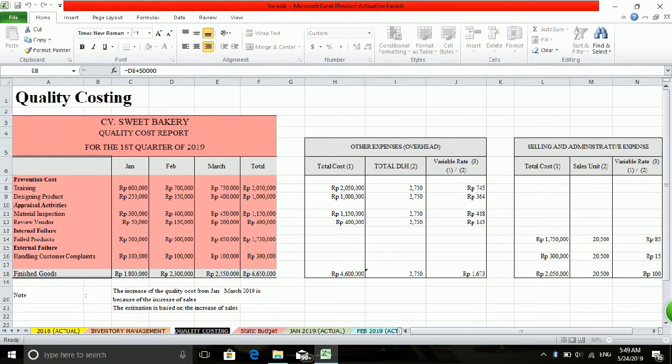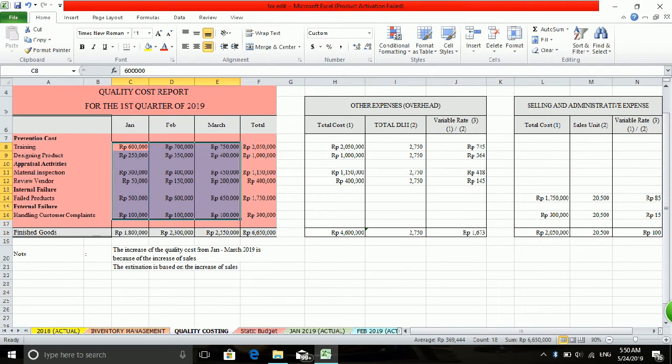And next is quality costing. So, in the quality costings, there are prevention costs, appraisal activities, internal failure, external failure. And all of these costs will be recorded as other expenses and selling and administrative expense. The increase of quality costs from January to March is because of the increase of sales. The estimation is based on the increase of sales.